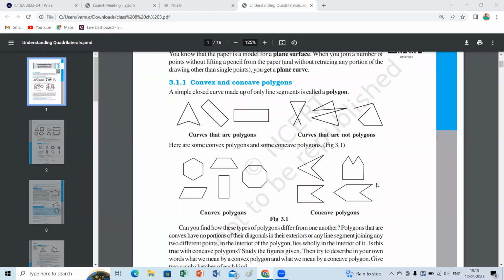As a student said, a convex polygon bulges out, whereas a concave polygon bulges inside. That's the first point. Second point is diagonals are exterior for concave, whereas for convex the diagonals are interior. Very good. Any other points about angles? Did you notice anywhere an angle more than 90?